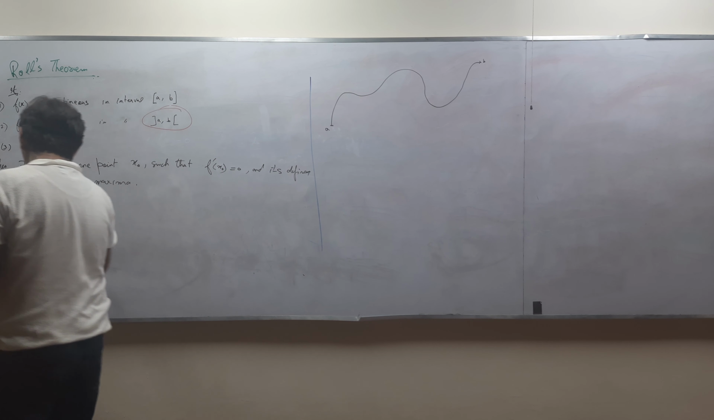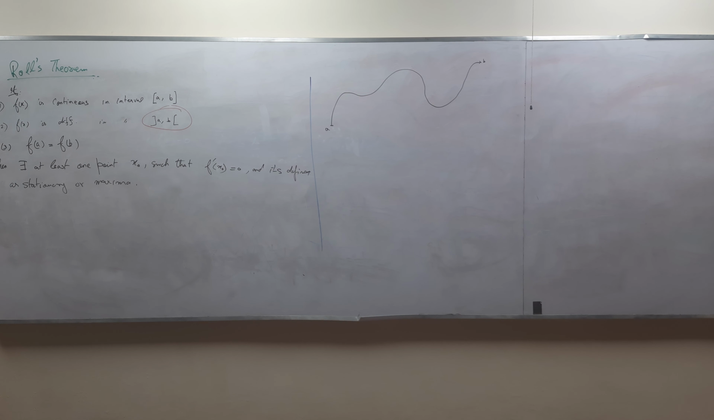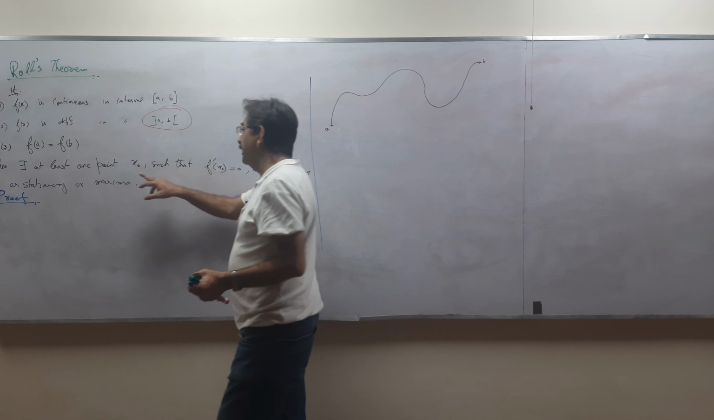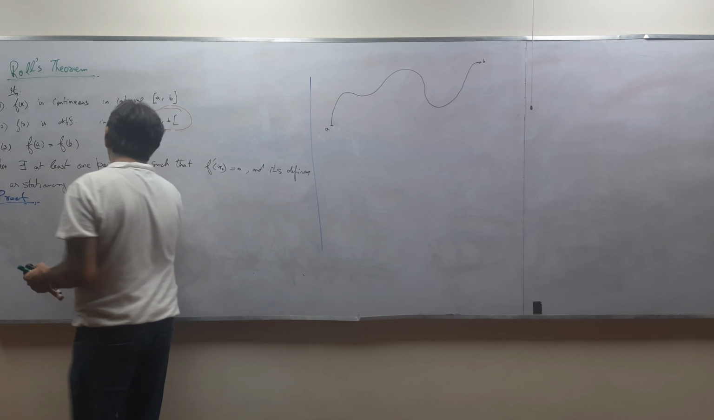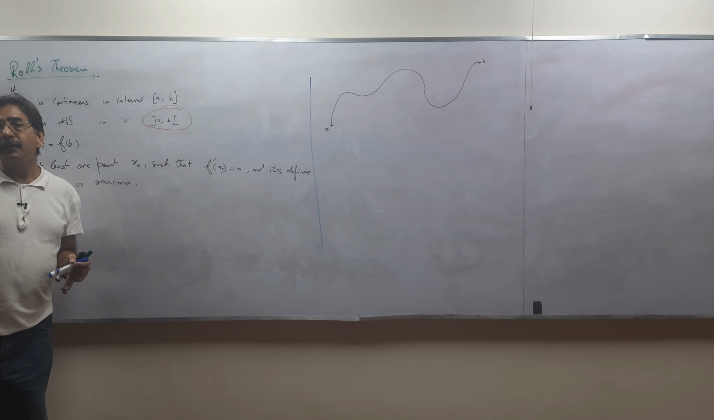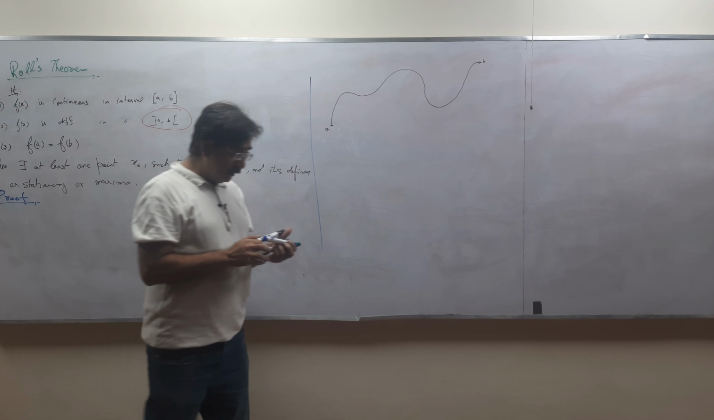Okay, now so what is the proof of this? Such that there is at least one point x naught such that the derivative at x naught must be 0, and it will be defined as stationary or a maxima. Okay.